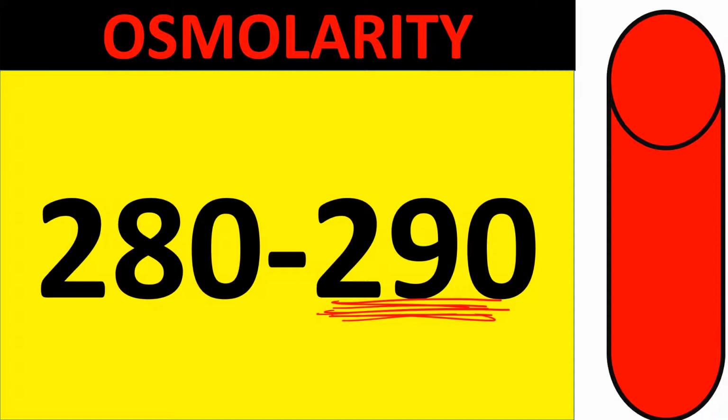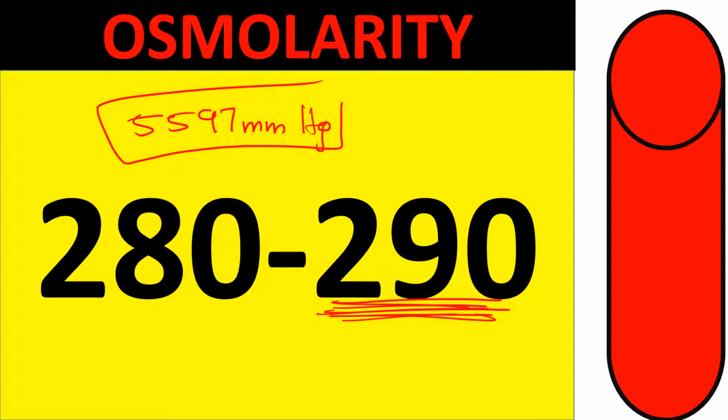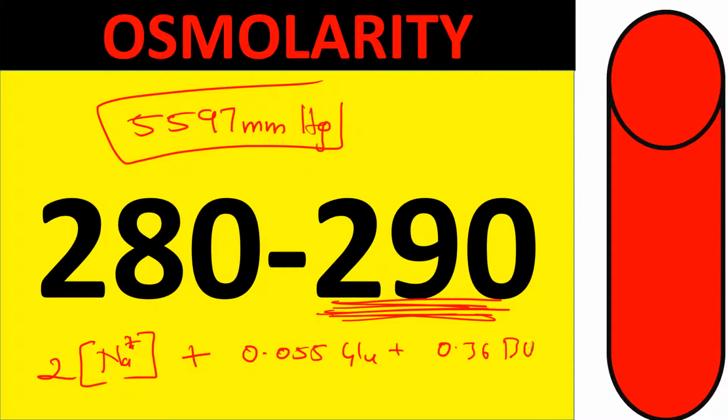If you want, that will be the 290. Now 290 is the osmolarity, but the pressure exerted is about 5597 millimeter of mercury. Now out of this, the maximum concentration for this osmolarity or for this osmotic pressure is because of the sodium, always sodium and its associates. So we always write 2 into sodium plus 0.055 glucose plus 0.36 BUN. So the maximum concentration is always by sodium.